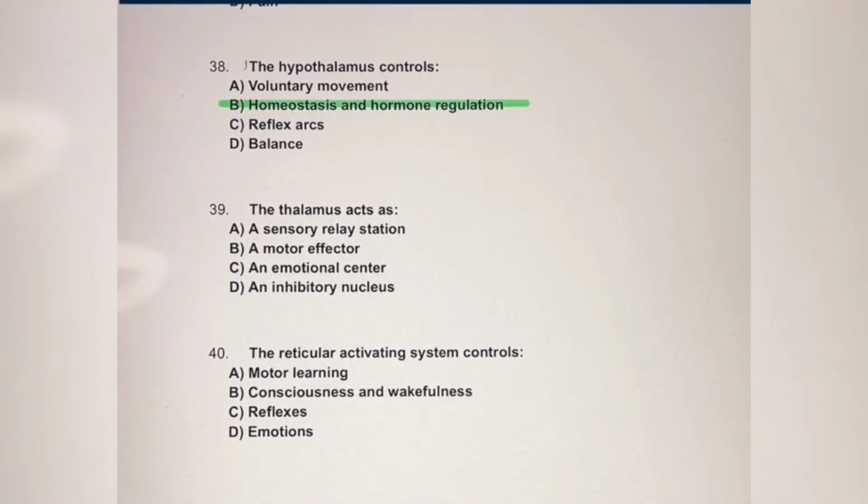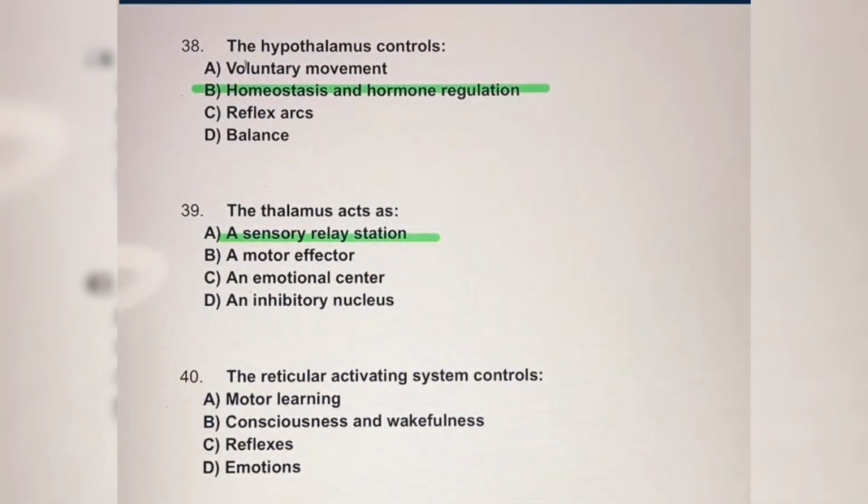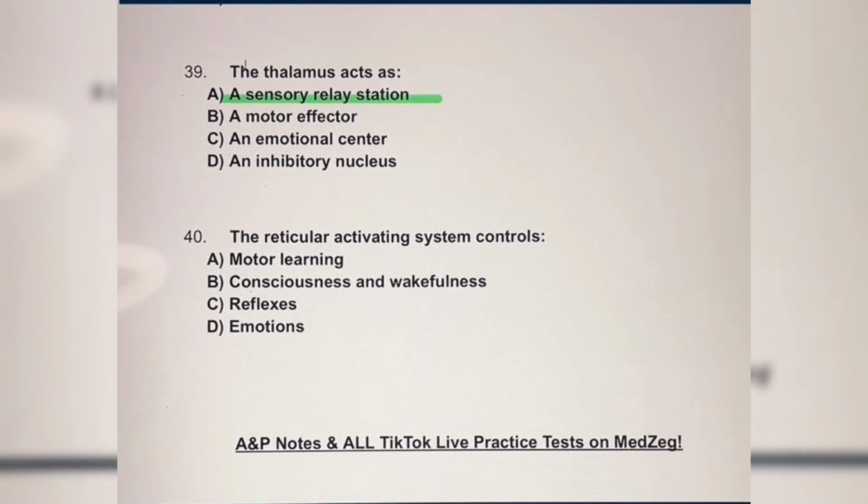Number 39, the thalamus acts as what? What is its function? A, B, C, or D? The answer is A. It is a sensory relay station. It filters and relays sensory information to the cortex. Number 40. The reticular activating system controls what? A, B, C, or D?